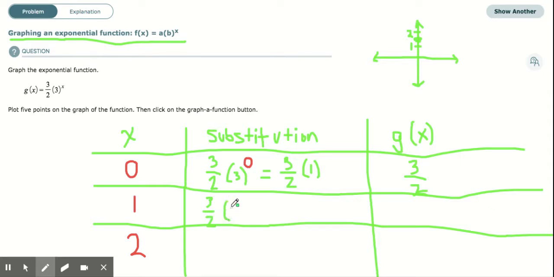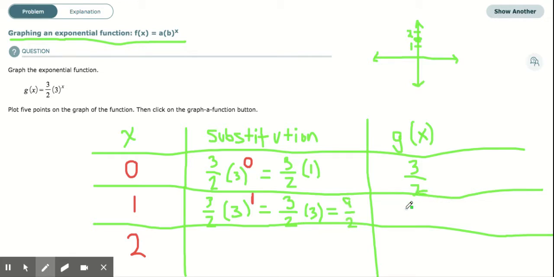Whenever you put something to the first power, think about how that affects it. Well, when you're putting it to the first power, you're saying it's not even times itself, it's just itself. So this is going to be whatever the base of the exponent is, in this case 3. So here you have 3 halves times 3, which if you multiply 3 times 3 is 9, so that's the same thing as 9 over 2.